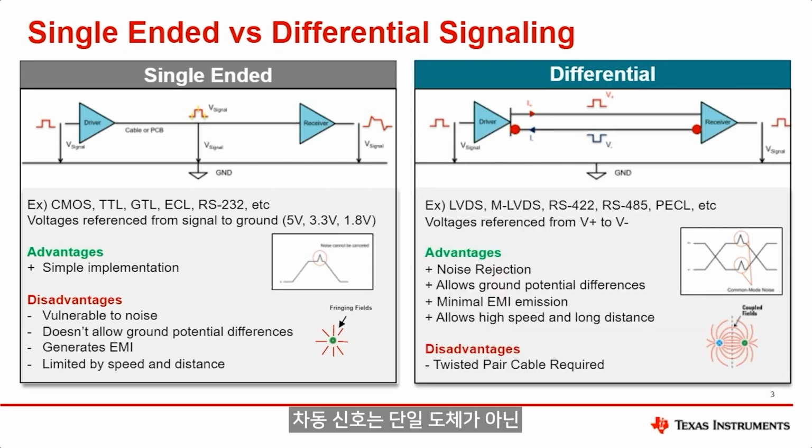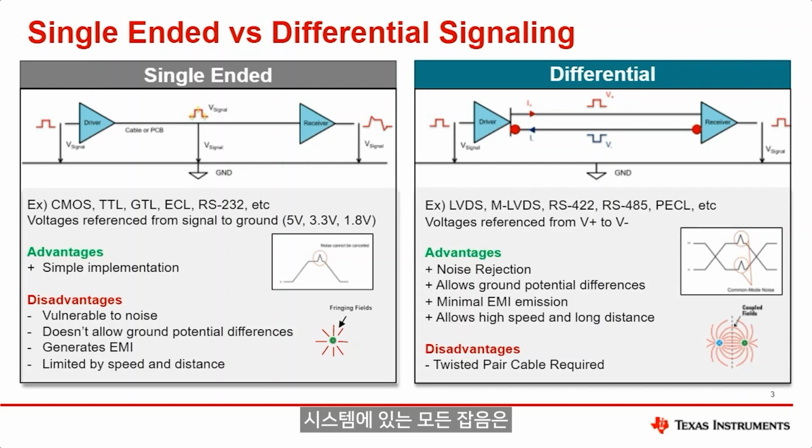Now, differential signaling uses two conductors to transmit the signal as opposed to a single conductor. So on the driver side, it will transmit two complementary signals, an inverted and then a non-inverted signal. And the receiver will take the difference between the two. And this has several benefits. The first one is noise rejection.